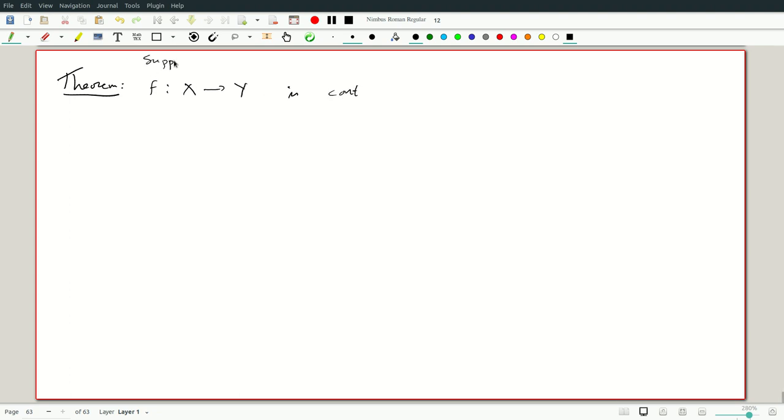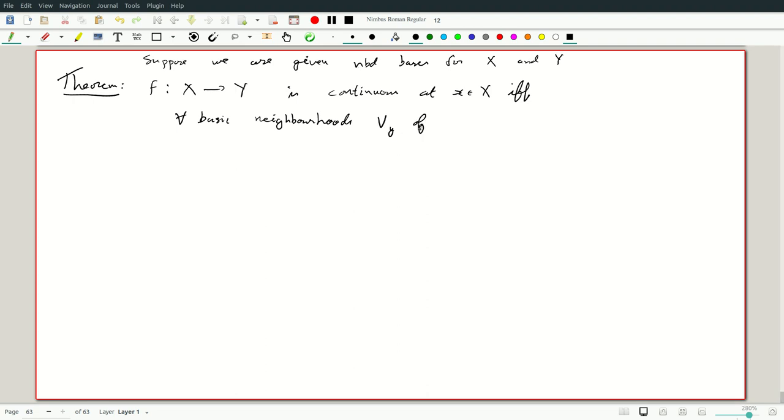Okay, so suppose we are given neighborhood bases for X and Y. Then f is continuous at a point little x in X if and only if for all basic neighborhoods Vy of y, which is f of x, there exists a basic neighborhood Wx of x, such that the image f of Wx is contained in Vy.